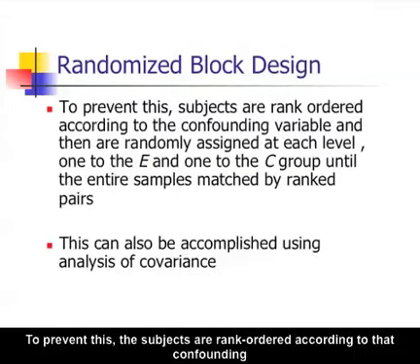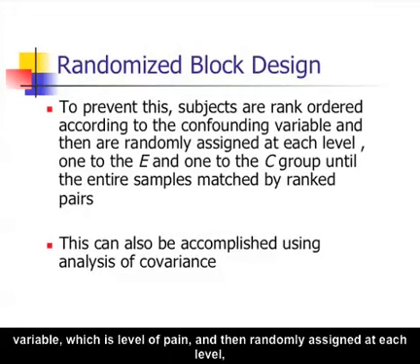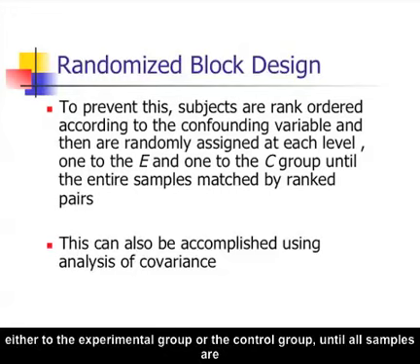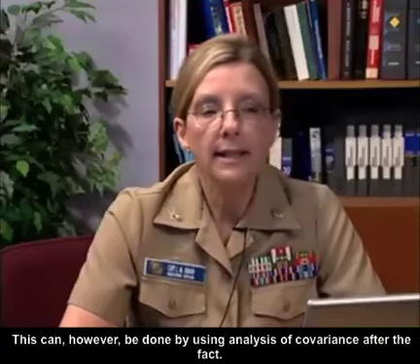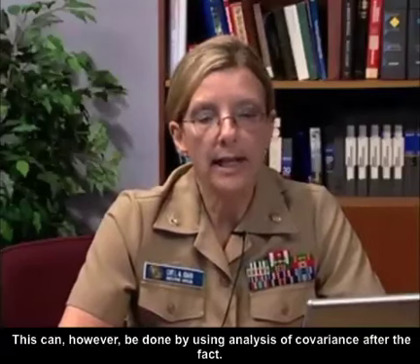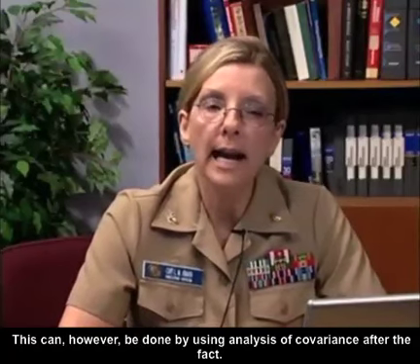So to prevent this, the subjects are rank ordered according to that confounding variable, which is level of pain, and then randomly assigned at each level, either to the experimental group or the control group, until all samples are matched by ranked pairs. This can, however, be done by using analysis of covariance after the fact.